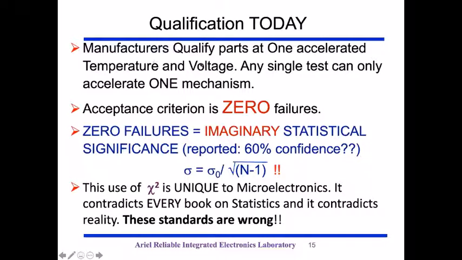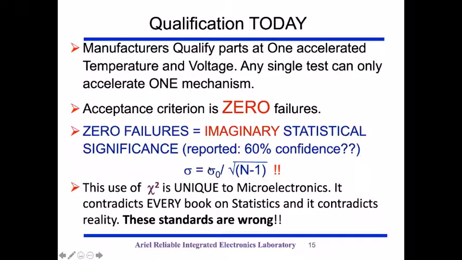So manufacturers qualify parts generally at one accelerated temperature and voltage, and any test can only accelerate one mechanism since you're only doing one test. And your acceptance criteria, of course, is zero failures, so you could never even justify the fact that you had a failure or didn't have a failure.